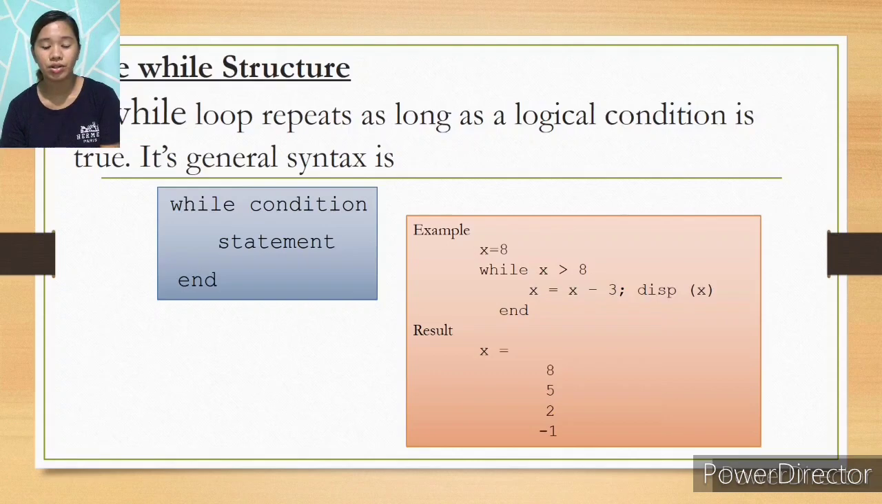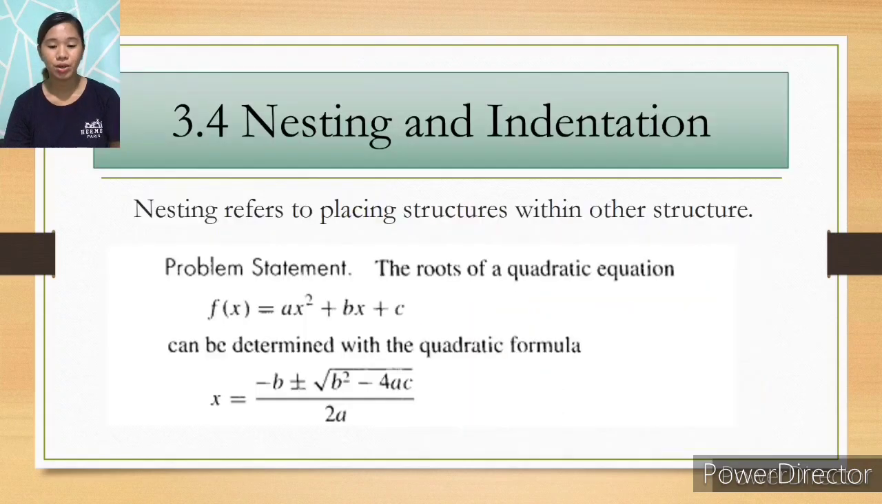Next, we have the while structure. A while loop repeats as long as a logical condition is true. Its general syntax is: while condition, statements, end. So, for example, x = 8. While x is greater than 0, x = x - 3, display x. So the result is x = 8, 5, 2, -1. So now 3.4, nesting and indentation.